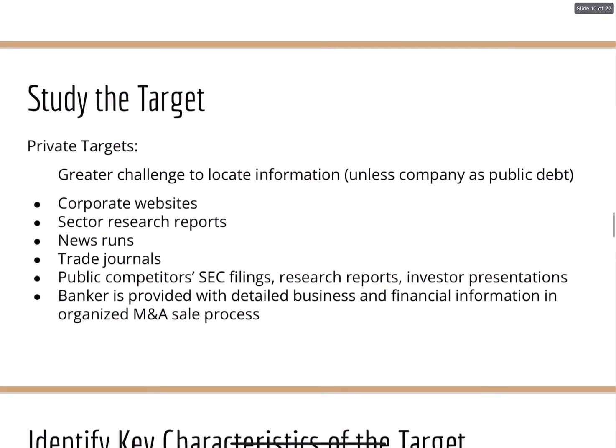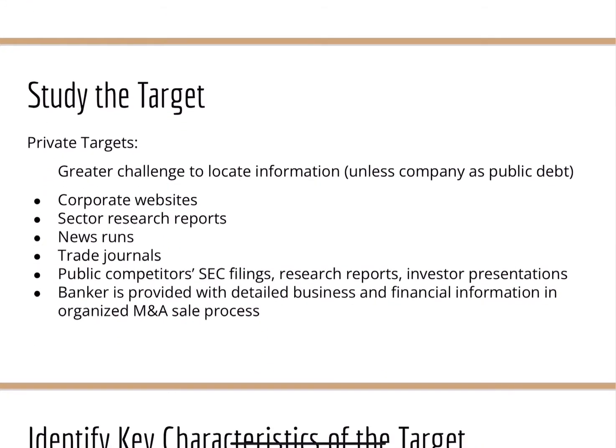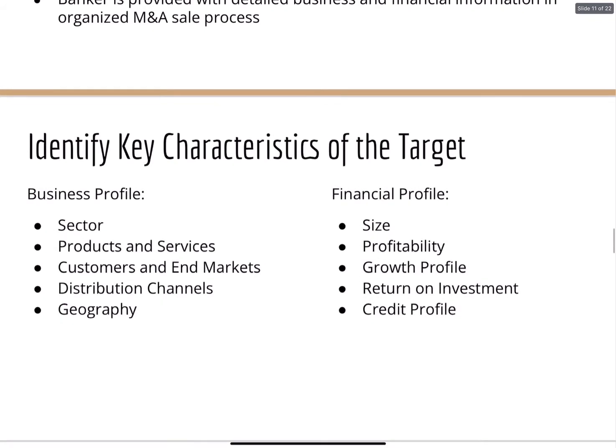For a private target, it's usually more difficult to locate information unless the company has public data. Here are some sources: their website, research reports, news, journals, and their public competitors, if they have public competitors. And lastly, bankers are usually provided with detailed business and financial information in an organized merger and acquisition sales process. We're going to discuss mergers and acquisitions later.